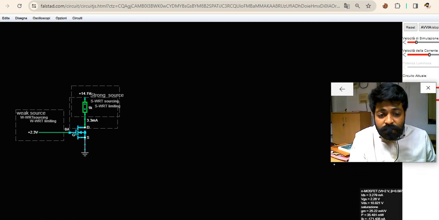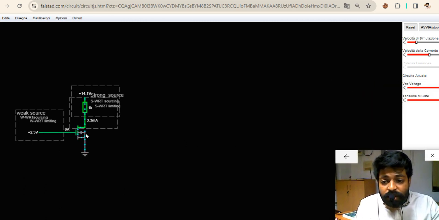We can see that the region of operation over here is saturation. What I do is, if the transistor is operated in the saturation region, it is expecting a current of around 3.2 or 3.3. So if the supply is that much, now I will be increasing the supply, or I decrease the supply.